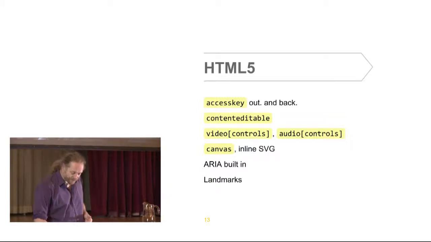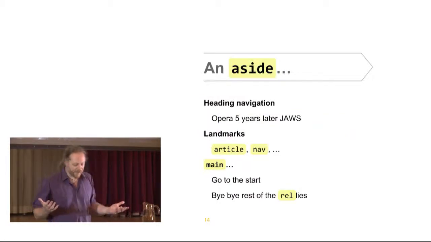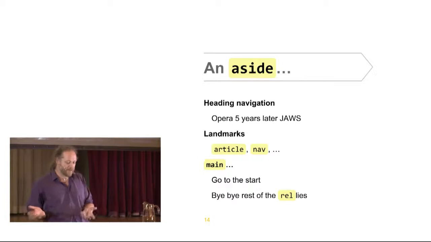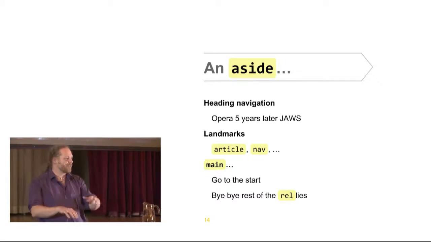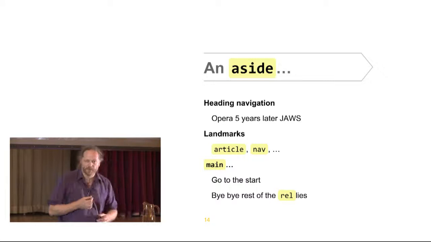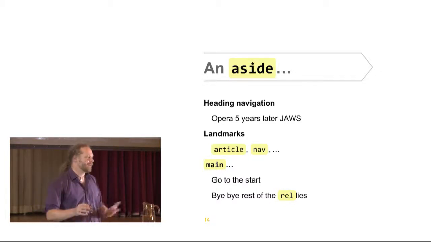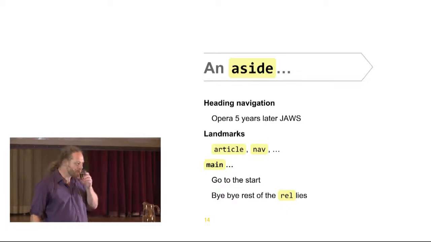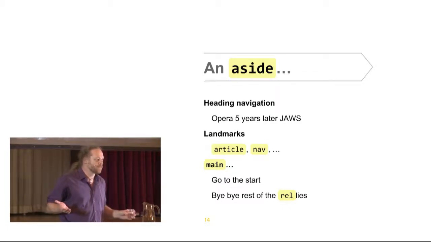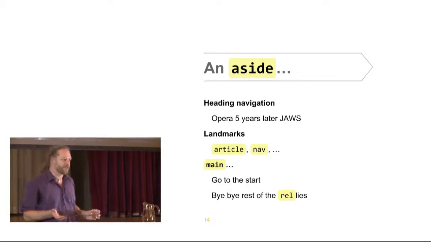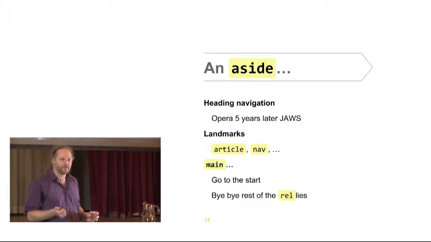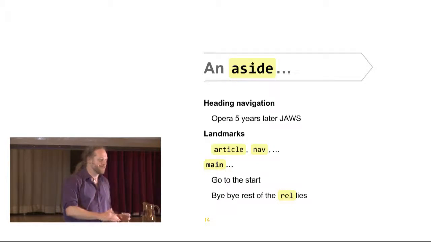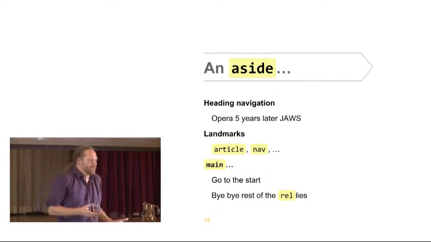We got landmarks, the elements like article, nav, main. Opera, the browser, when people started, you could navigate from heading to heading. But in 2000, like 5 years of this later, you ask a JAWS user, can you find the main heading of the page? It was impossible. There was no way to get the headings in screen readers because they just hadn't implemented it. It's now generally reckoned to be the number one navigation method for all screen reader users. If you build a screen reader today and didn't have step through headings, people would just laugh you out of the country. What are you doing?